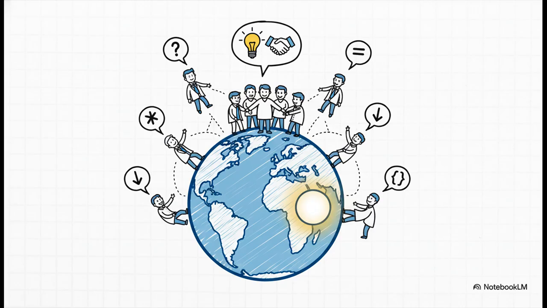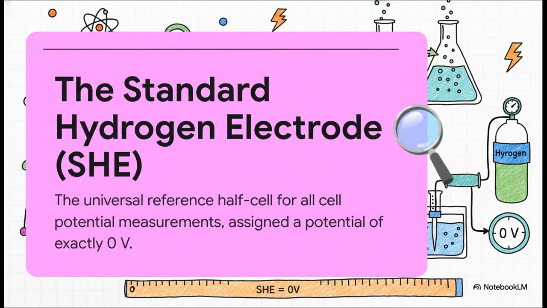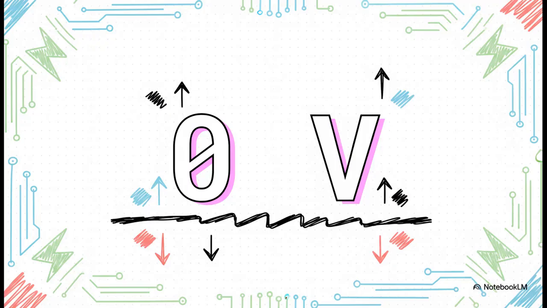Well, scientists came up with this brilliantly simple, elegant solution. They all just got together and agreed to create a universal reference point, a starting line, and then they just assigned it a value. And here it is. Meet our benchmark, the standard hydrogen electrode, or SHE for short. This is the universal yardstick. Every other chemical's potential, its push, is going to be measured against this one standard setup. And what magical value did they assign to it?